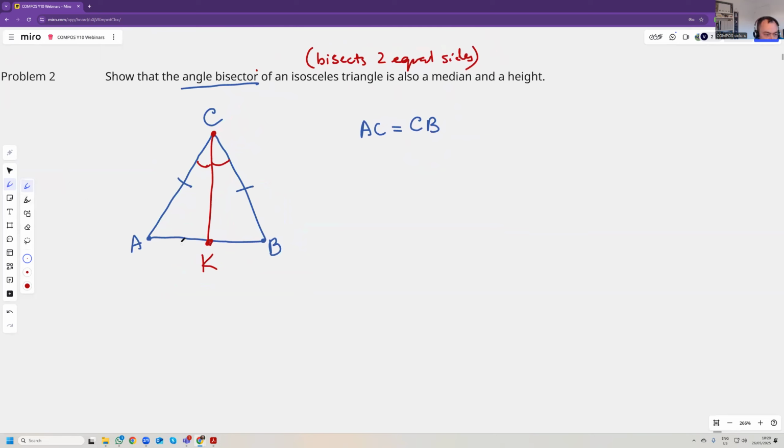How do we do that? So a median is a line where CK is a median if AK equals KB, right? So first, prove that CK is a median. Okay, and consider triangle ACK and triangle BCK.